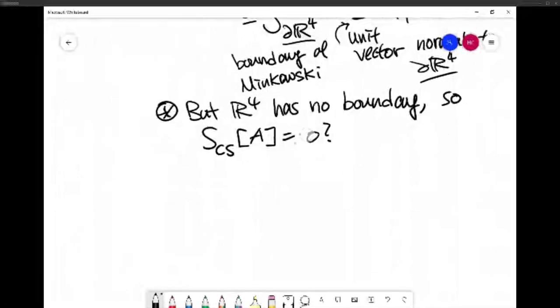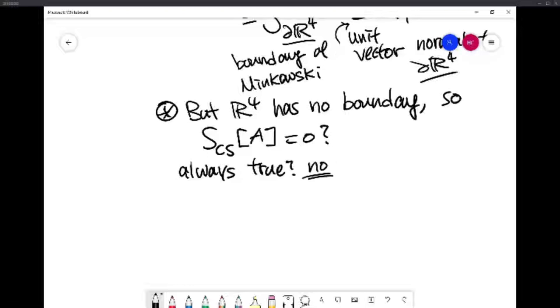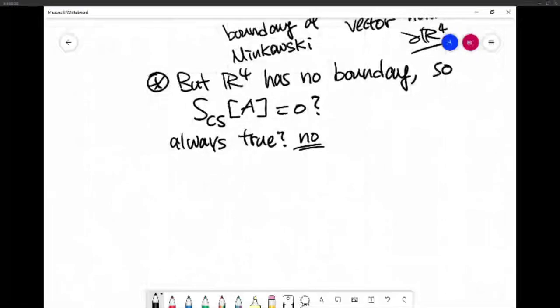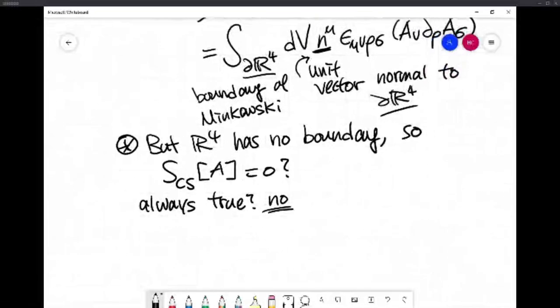Well, it equals zero. Is this always true? Well, the answer is no. I mean, if it's always true, then I wouldn't be giving this talk in the first place. So how can it be not true?